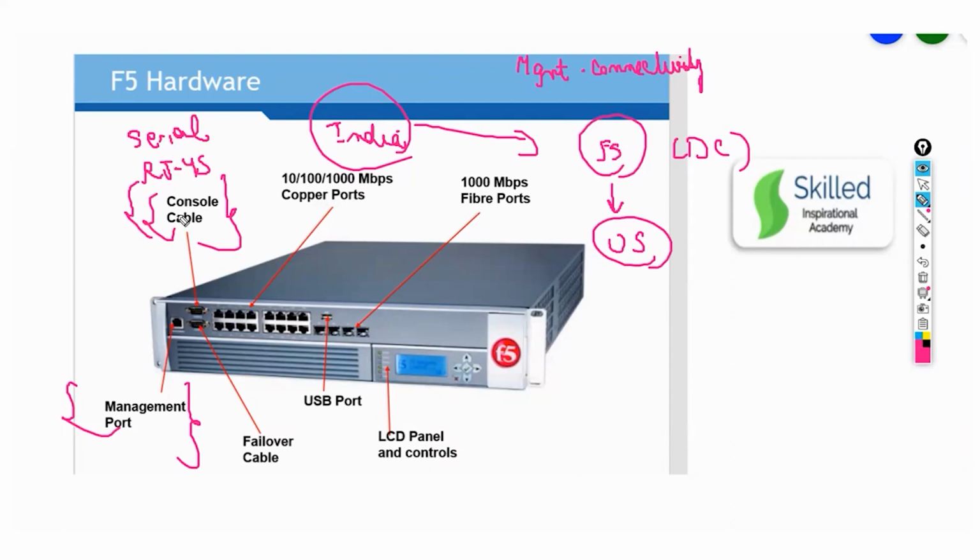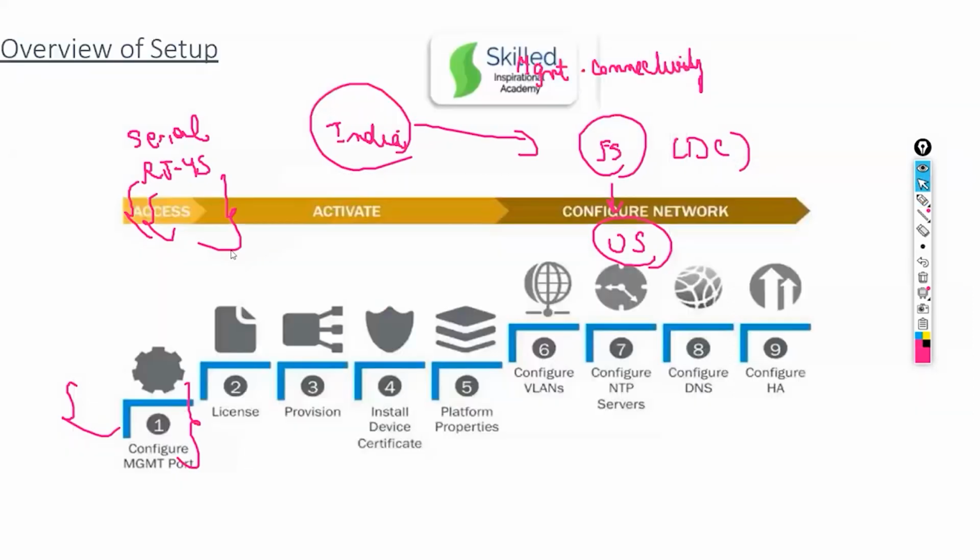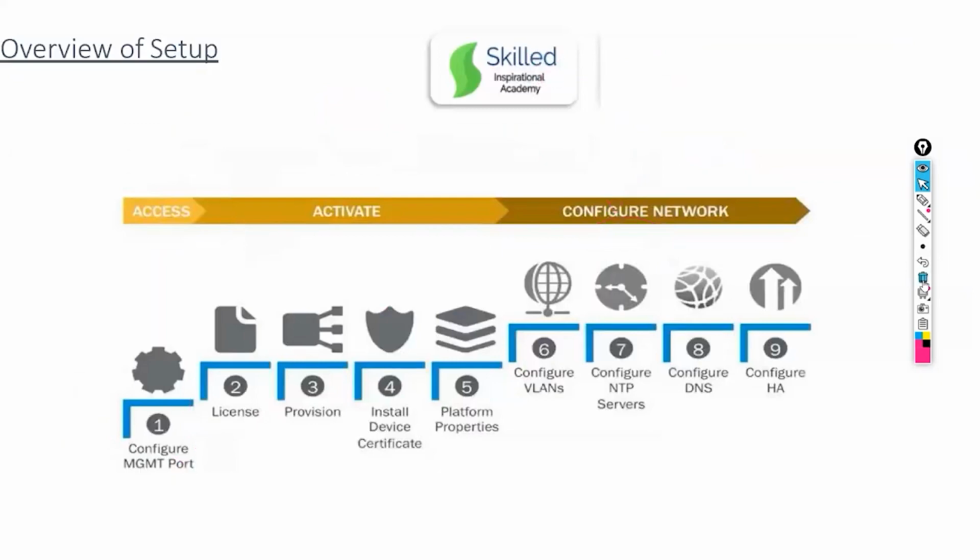Now, we got a console. He has plugged the laptop. Second thing what you need to do now. You got an access of your F5. After that, what you need to do? So let's go step by step.